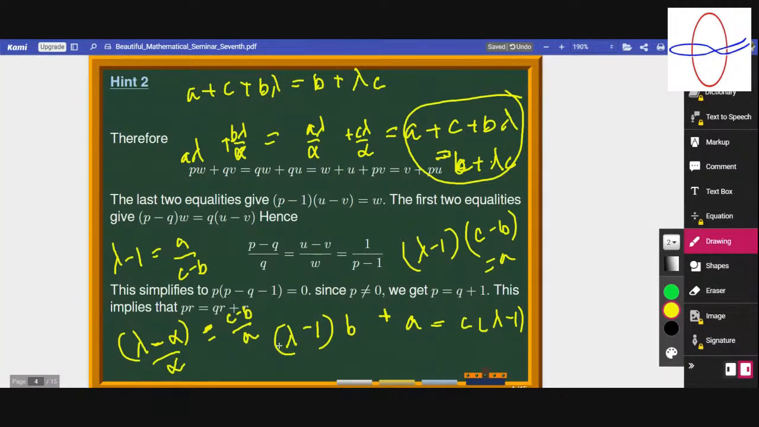Yes. Fine. Very good. So this is what we have got from here, that lambda minus alpha by alpha equal to lambda minus 1 by lambda minus 1. Okay, this equation.